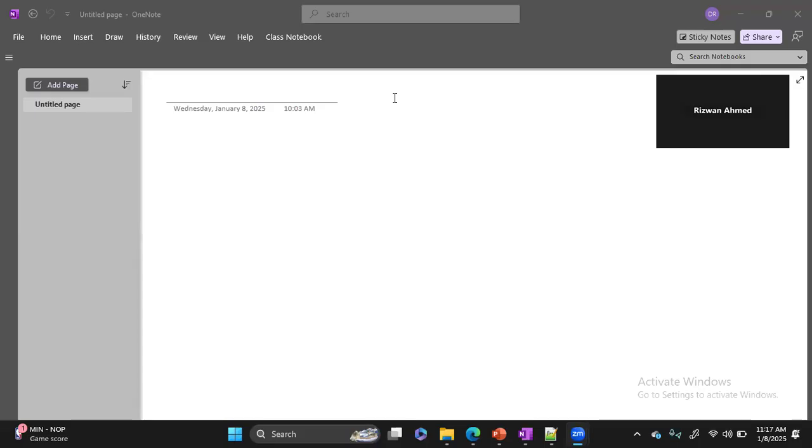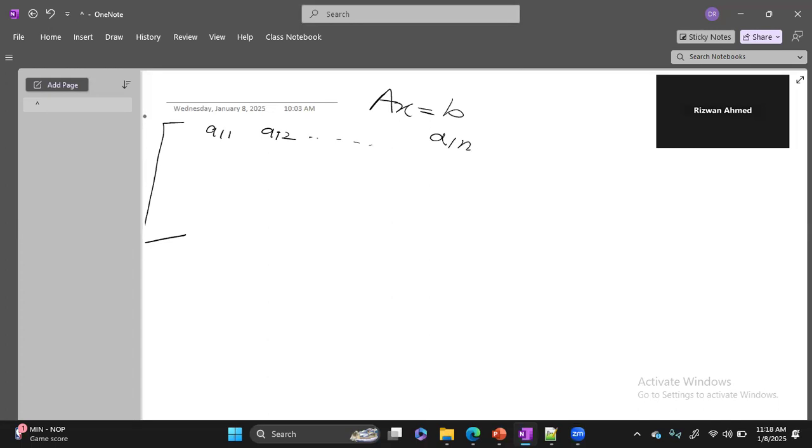So let's consider a matrix for Gauss elimination algorithm demonstration. So I assume here a matrix to represent a linear system of equations Ax = b of size n by n. So I have elements a11, a12, and so on, up to a1n.